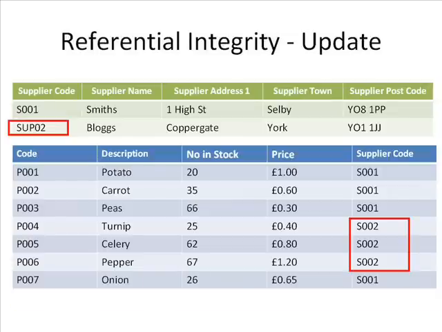Referential integrity can also be affected when you update a record. In this case, if you actually try and change the primary key where there's a foreign key in another table, this would actually break referential integrity. In this example, we've changed the code S002 in the actual supplier table to be SUP02, and as you can see in the two areas that are highlighted red, these no longer match, and therefore the link between them is broken.